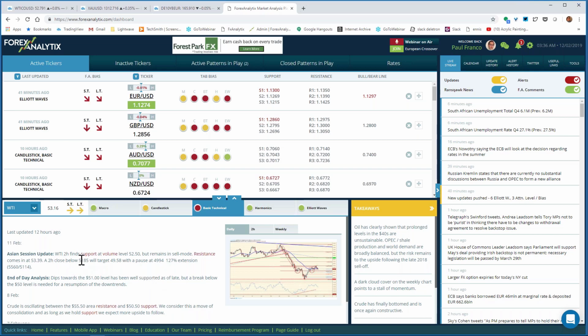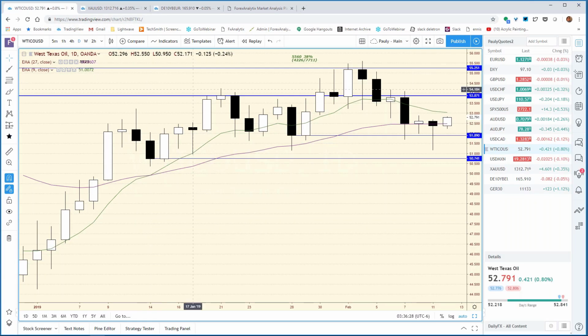I guess I mentioned it yesterday, but not here in the Asian analysis. We needed 2 consecutive 2 hour closes below 51.85. I didn't put it here, but we talked about it in the webinar yesterday. We'll go in here.